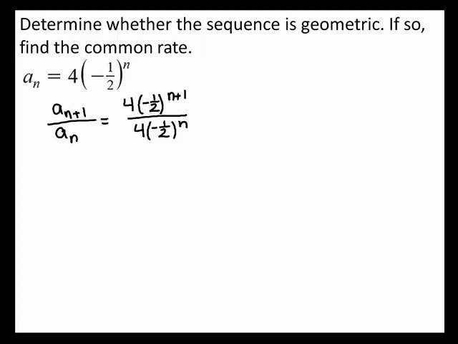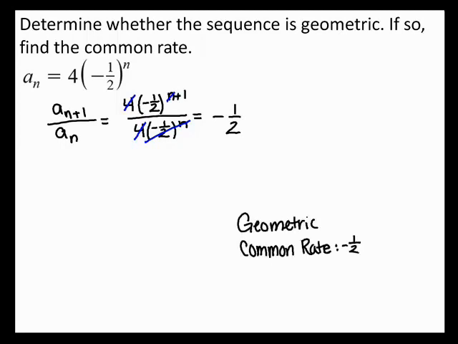Simplify 4 times negative 1 half to the n plus 1 divided by 4 times negative 1 half to the n. You find that a sub n plus 1 divided by a sub n is equal to negative 1 half. The sequence is geometric and the common rate is negative 1 half.